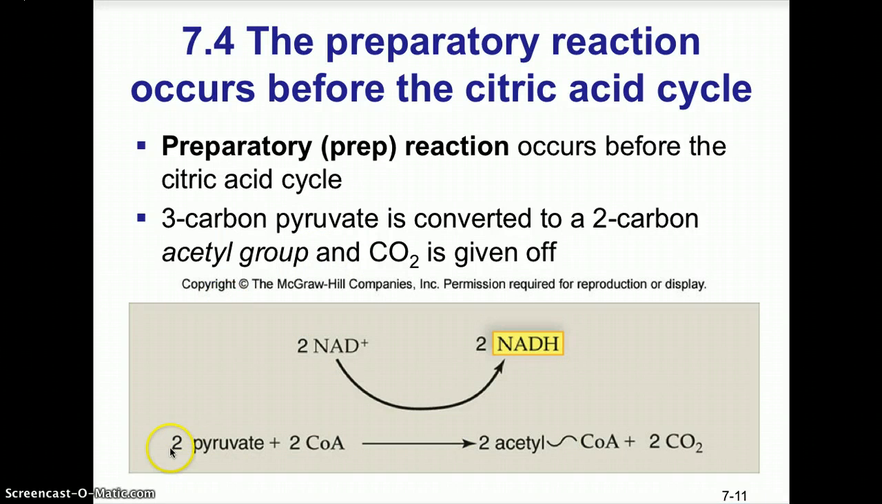So in the prep step, the 2 pyruvate molecules are going to combine with 2 coenzyme A molecules, and in that process, you convert to 2 acetyl CoA molecules, and you also get off 2 carbon dioxide gas molecules. In that step there, 2 NAD plus come in and are converted to 2 NADH. NADH is an electron carrier molecule that's going to go to the ETS system, and will be oxidized to help produce ATP.